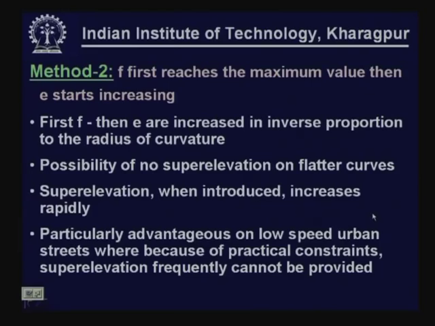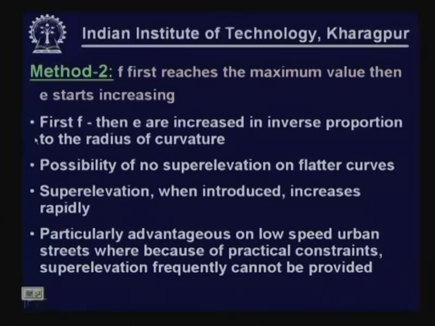according to the second method, first the side friction factor is increased initially till side friction factor reaches its maximum value. Once side friction factor reaches its maximum value, then the super elevation is introduced and super elevation is increased up to the maximum allowable super elevation. So, first F and no E, first F, no E. E comes only when F has reached its maximum permissible value. So, according to this approach, F and then E are increased in inverse proportion to the radius of curvature.